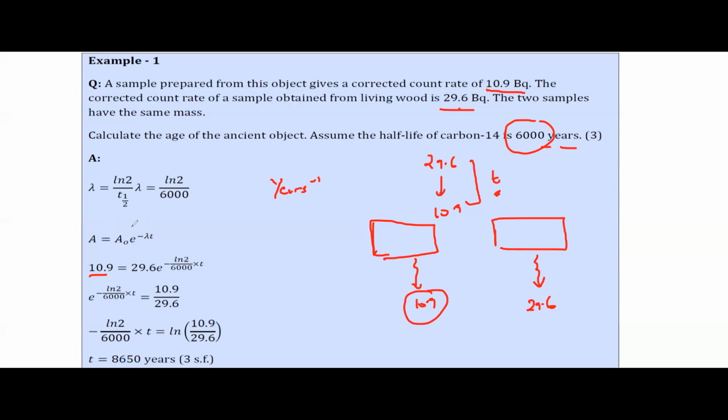So A equals A naught e raised to power minus lambda t. A is 10.9, A naught is 29.6, e raised to power minus, we substitute the value of the decay constant, and solve for t. We work out it is about 8650 years. So using this formula, we work out the age of the sample.